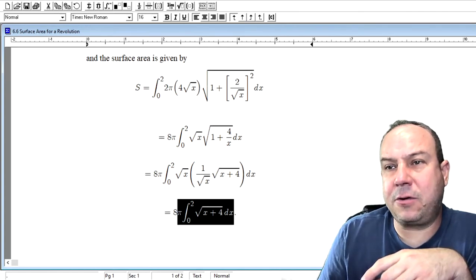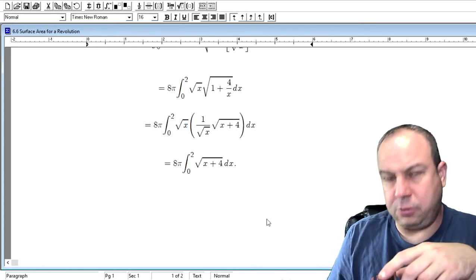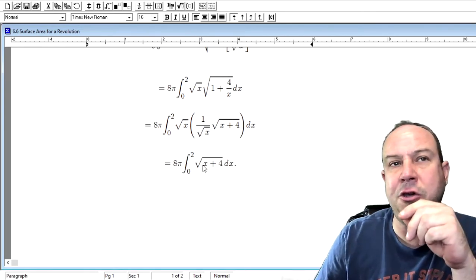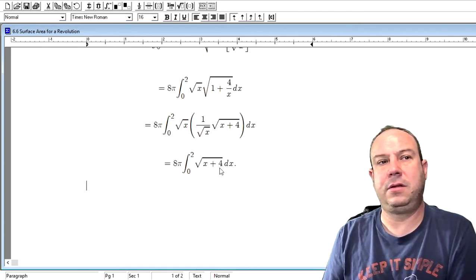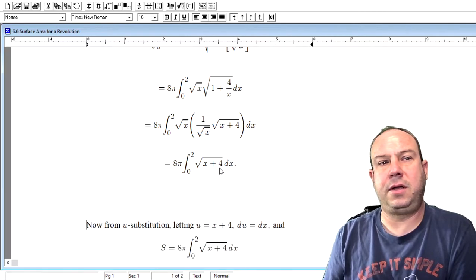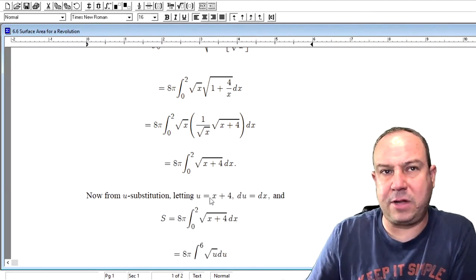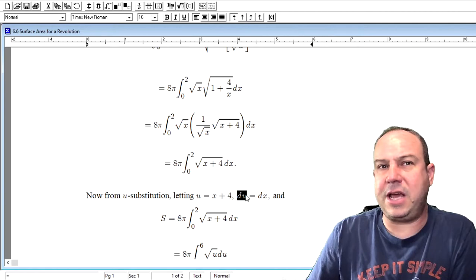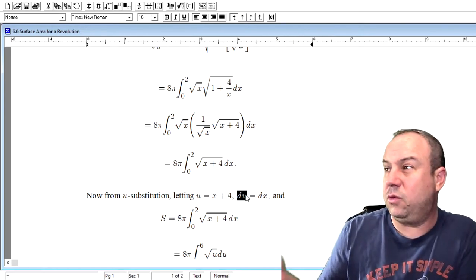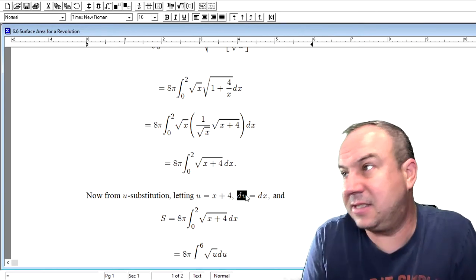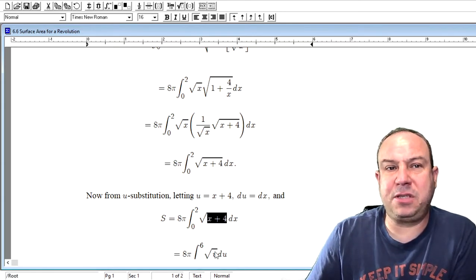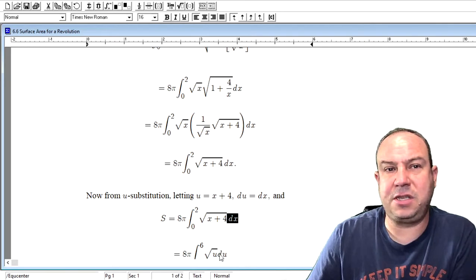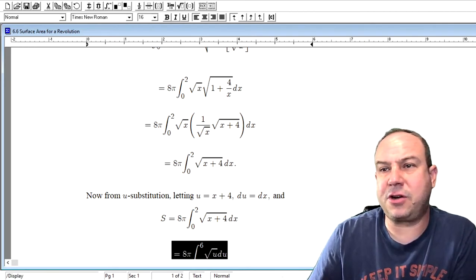Where to get through that integrand, this is a rather fundamental u substitution problem. We can let u equal the quantity x plus 4. All right, now from u substitution, letting u equal x plus 4, du dx will equal 1, so du will just simply be equal to dx. Right? And we can go in here and replace the x plus 4 with u, the dx with du, and then adjust our bounds accordingly.